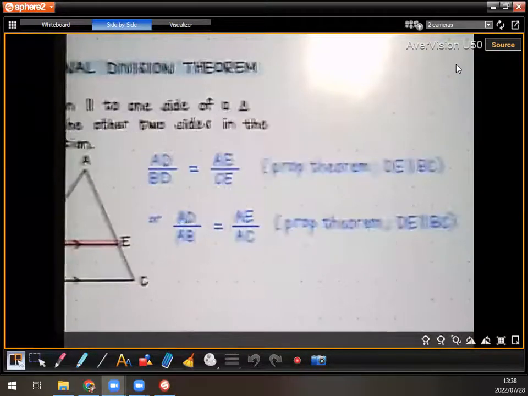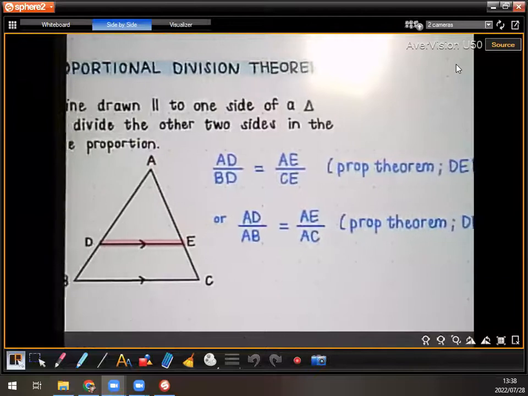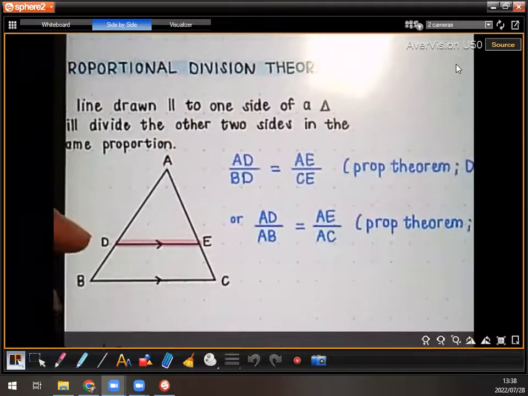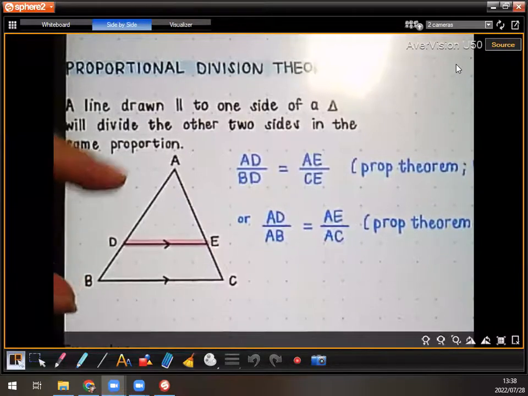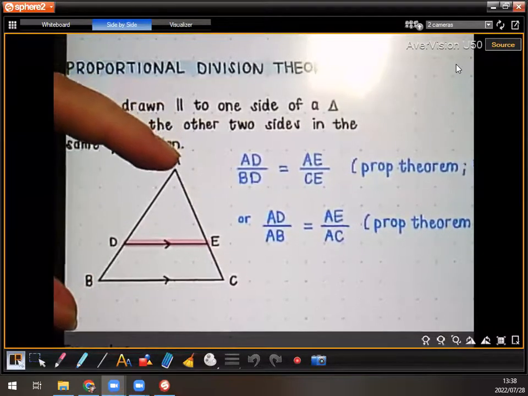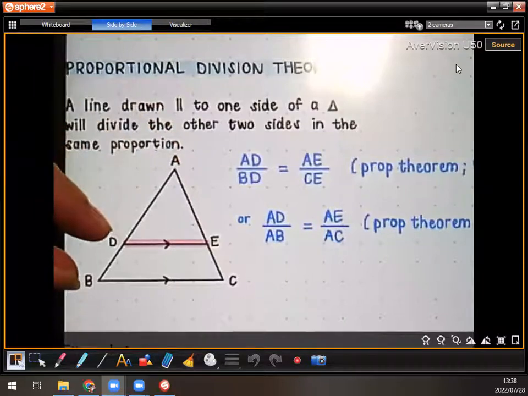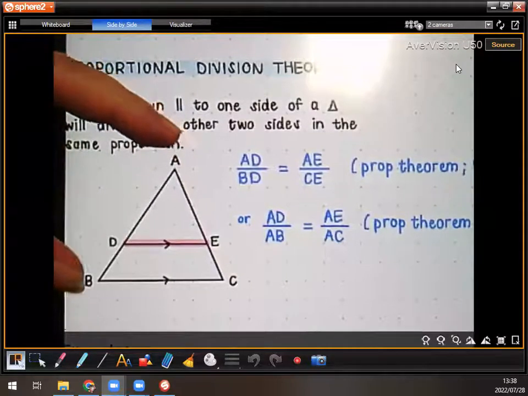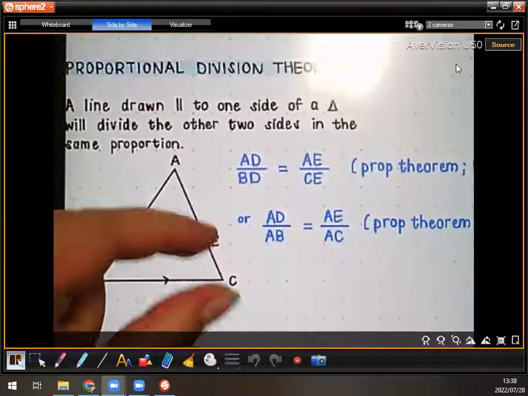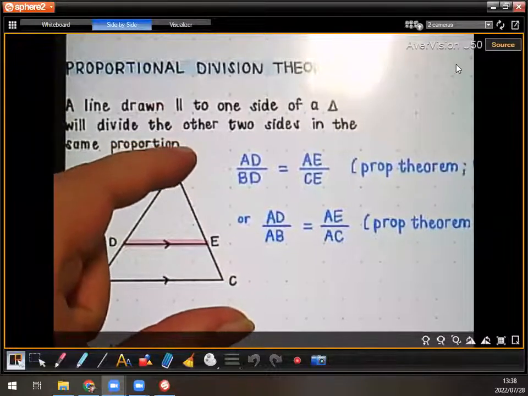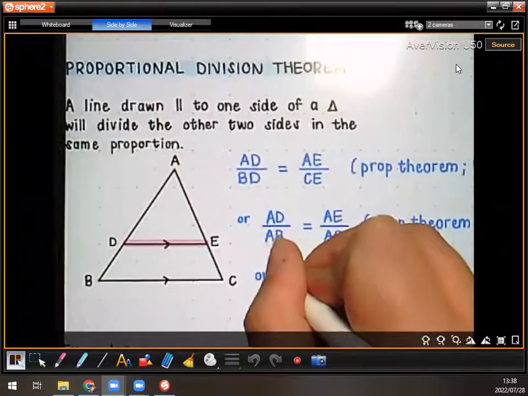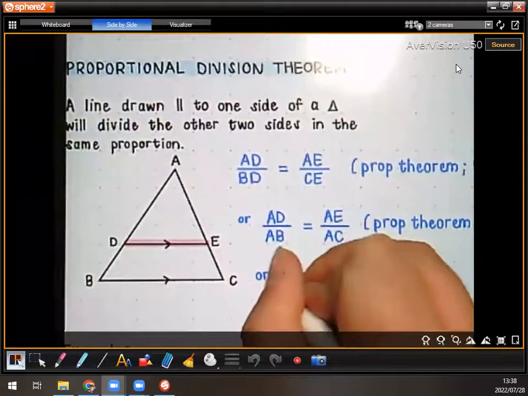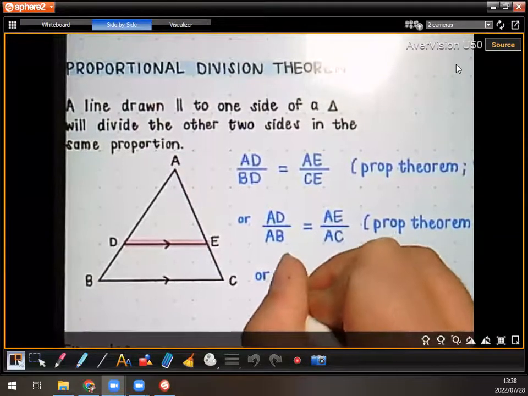I'm going to write one more option. There actually are a few more. We can also start with the smaller part, right? So we can say BD over AB. So if I'm taking the small part over the whole side, on the other side I'm also going to have to take the small part over the whole side. Okay, so I can write BD over AB.